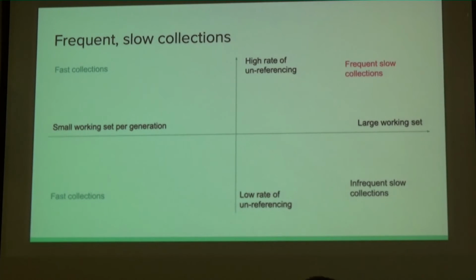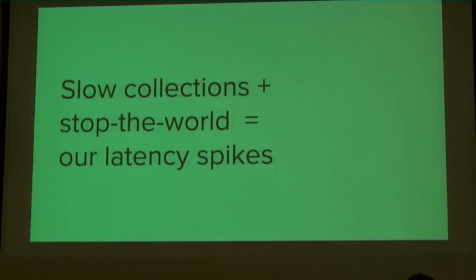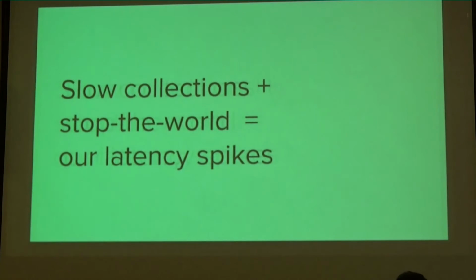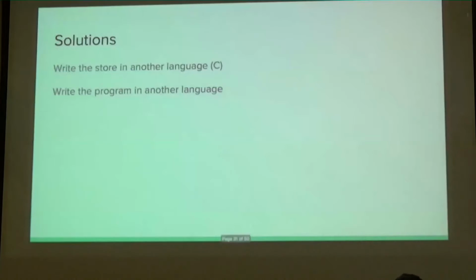GHC's garbage collector is really good when there's a small working set for each heap, for each generation, and it's even good when there's a very high rate of unreferencing. It can also be good when the old generation is small, but we had an old generation which is large and this high rate of unreferencing. So the slow frequent collections plus stop the world is what was causing our latency spikes.